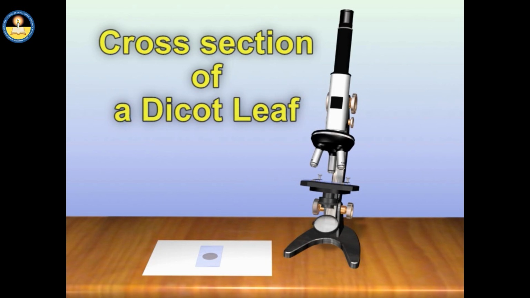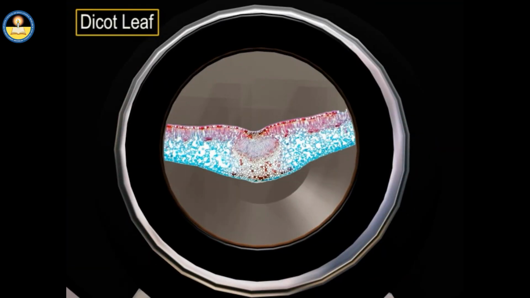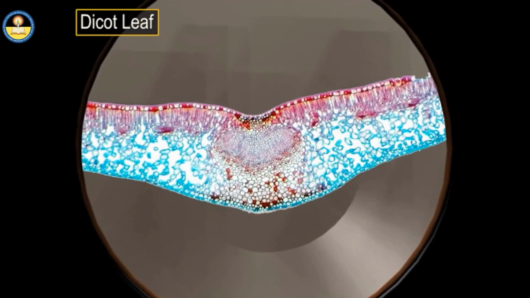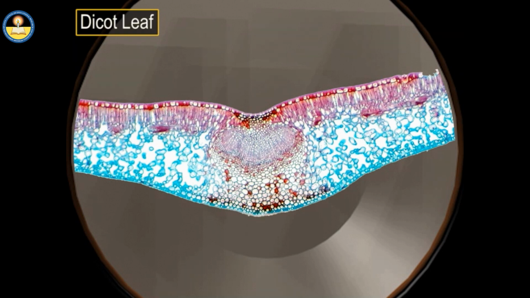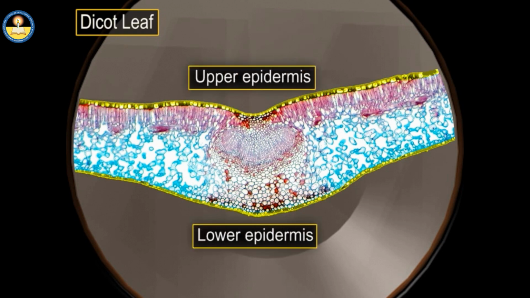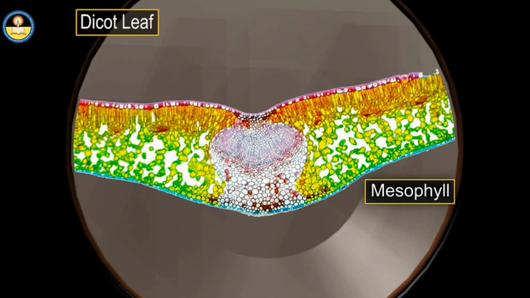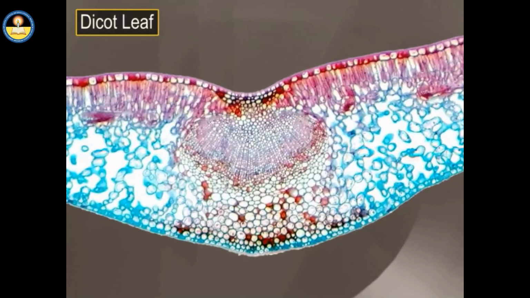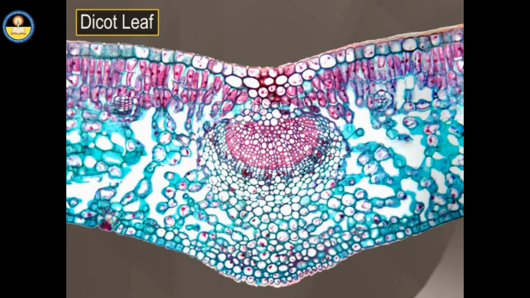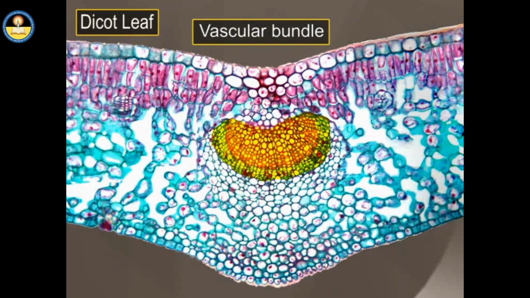Cross-section of a dicot leaf. This is transverse section of a leaf when seen through a microscope. A characteristic feature of leaves is the presence of two epidermal layers, one on upper and the other on the lower surface. The ground tissue that occurs between the two epidermal layers is known as mesophyll. Embedded in the mesophyll are the vascular bundles and commonly form the veins.